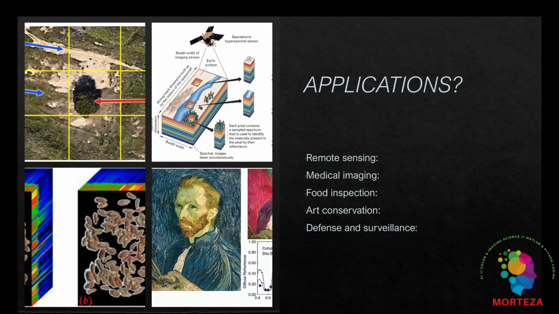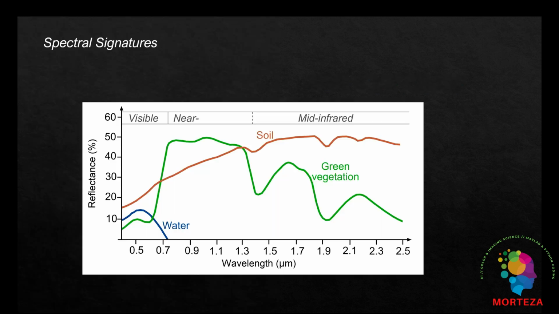Each of these applications relies on one key idea: different materials reflect light differently. For example, vegetation has a strong reflectance peak around 700 to 800 nanometers. That's the near-infrared red edge. So even if two surfaces look similar in RGB, their spectra might be completely different. That's what makes hyperspectral imaging so powerful, and why we can use it to detect things that don't belong.